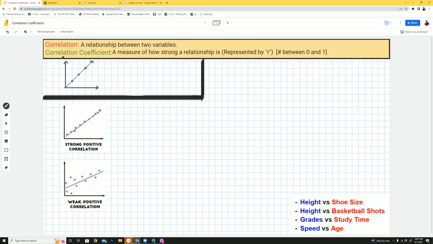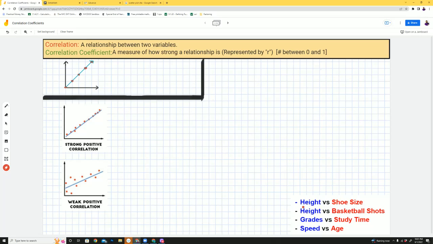Hey guys, today we're looking at correlation and correlation coefficient. First, let's talk about correlation. Correlation is a relationship between two variables. So we're just looking at two different things and we want to see what is the relationship between them, or we're going to try to make an experiment to test what's the relationship between them.